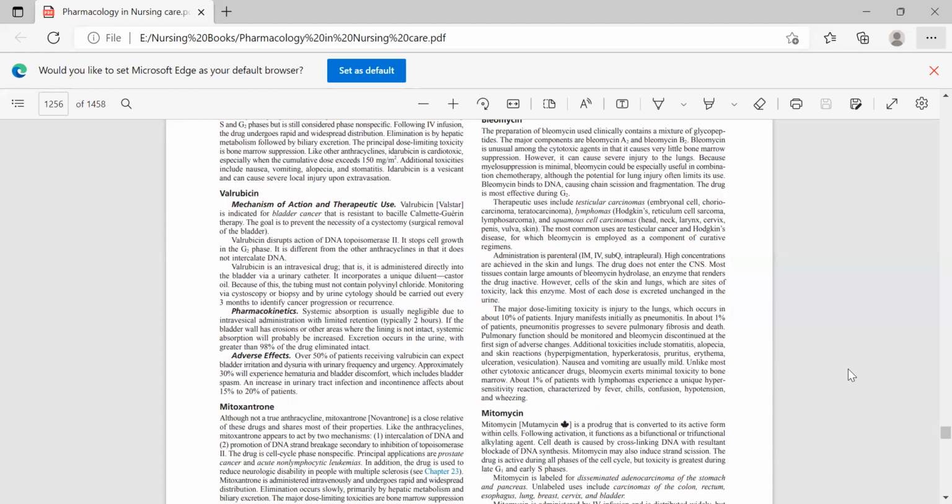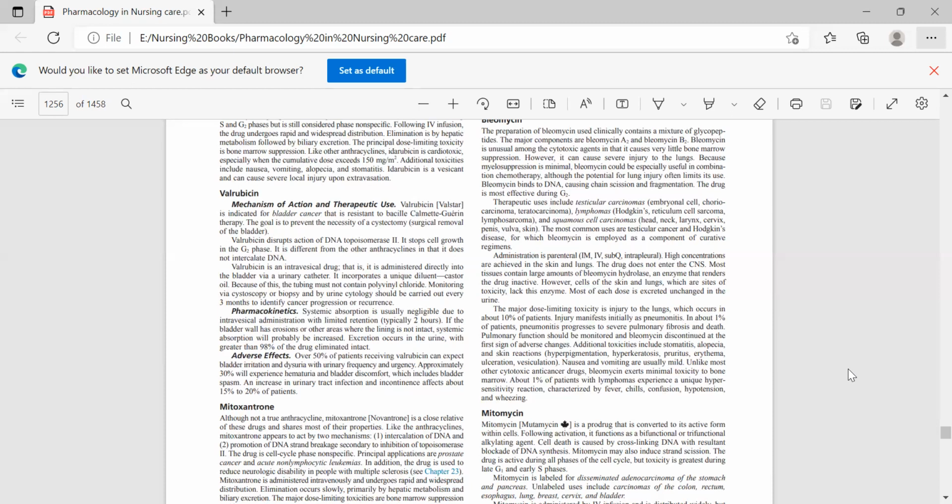This drug is intravesical, so administration is directly into the bladder via urinary catheter. It is incorporated in a unique diluent, castor oil, and because of this, tubing must not contain polyvinyl chloride. Monitoring with cystoscopy, biopsy, and urine cytology should be carried out every 3 months to identify cancer progression or recurrence. Systemic absorption is usually negligible because of intravesical administration with limited retention.